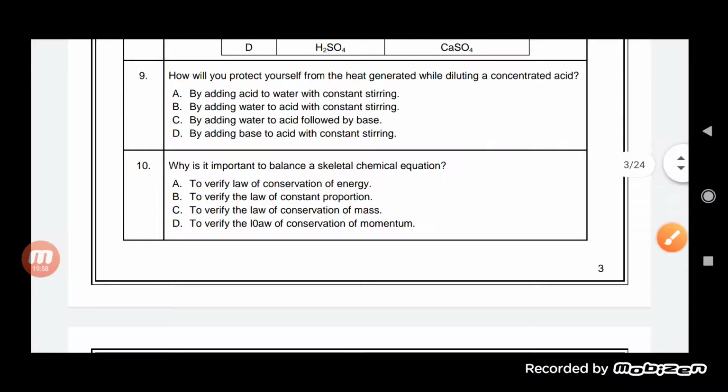Now let us see, how will you protect yourself from heat generated while diluting a concentrated acid?